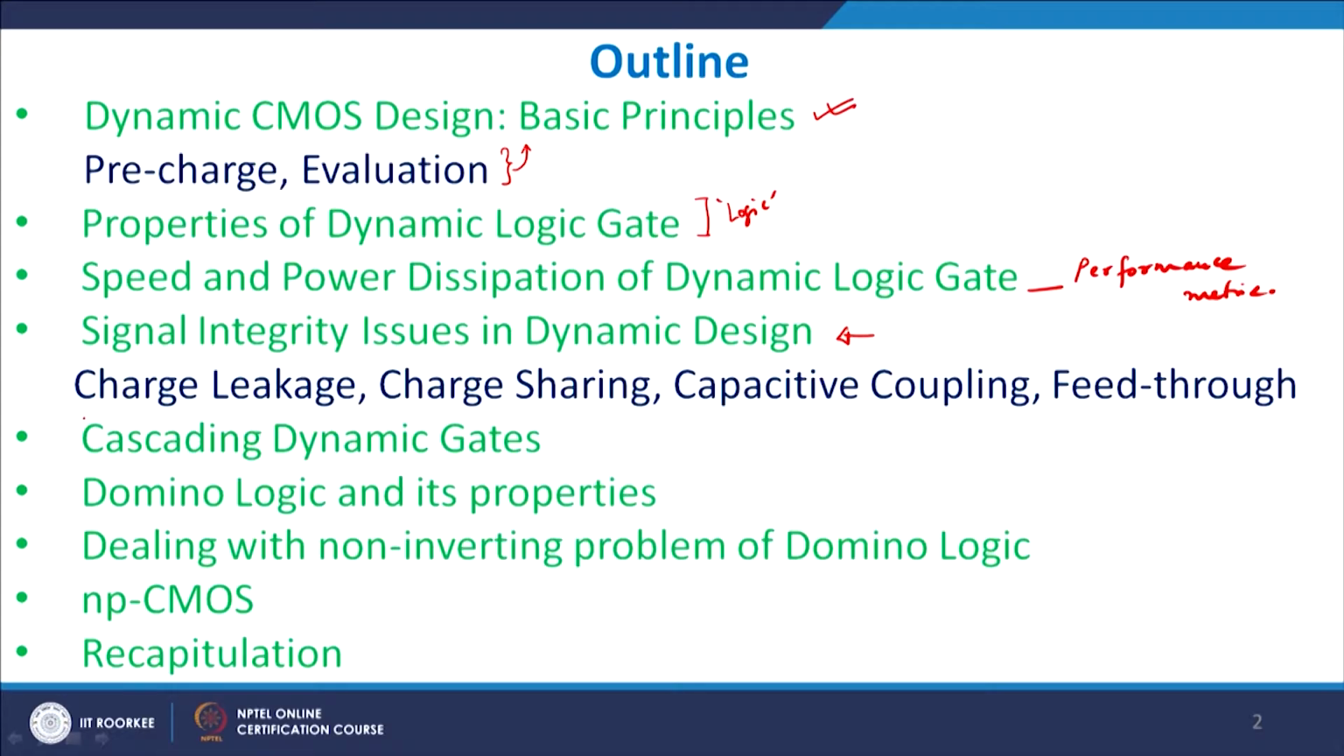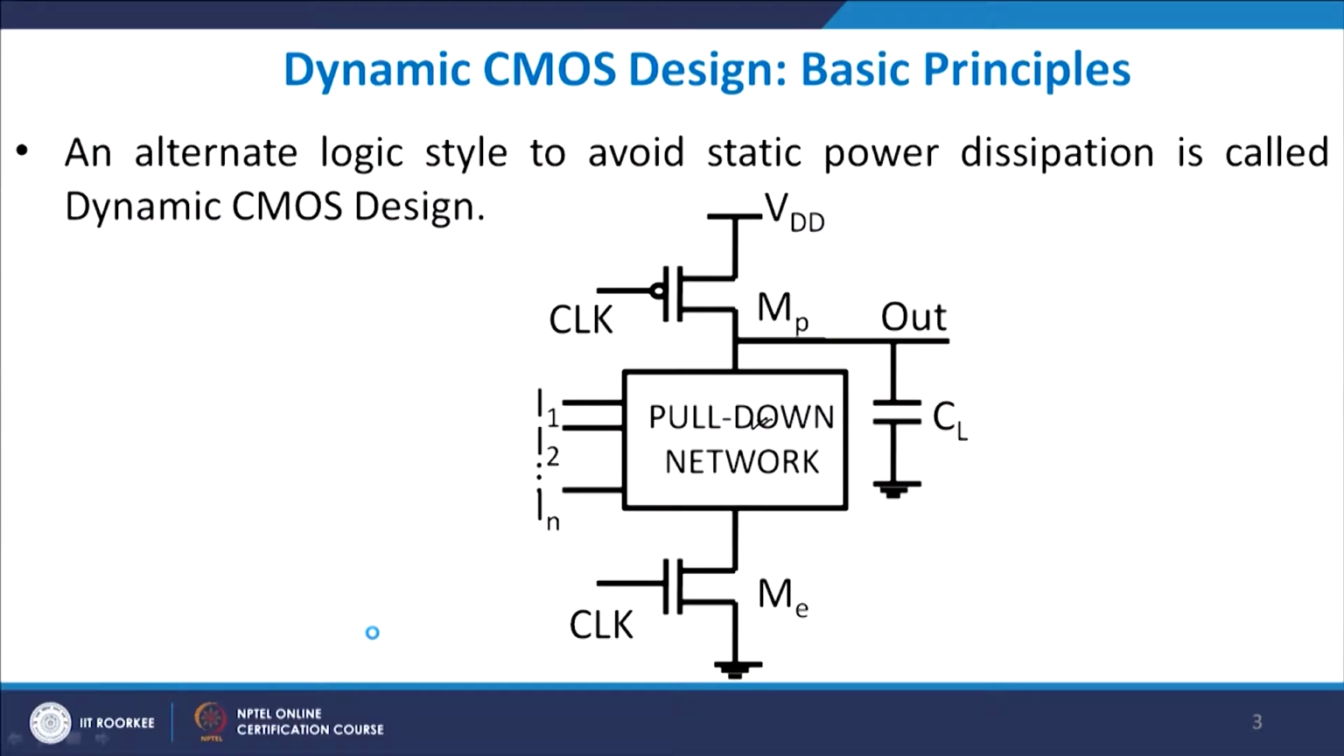Within this we will be looking into feedthrough, capacitive coupling, charge sharing and charge leakage. We will try to understand how we can cascade dynamic gates for performance enhancement, and then look into domino logic, and then NP CMOS. This is the final one we will do, and then we will recapitulate the whole discussion finally. So this is the outline of the whole talk.